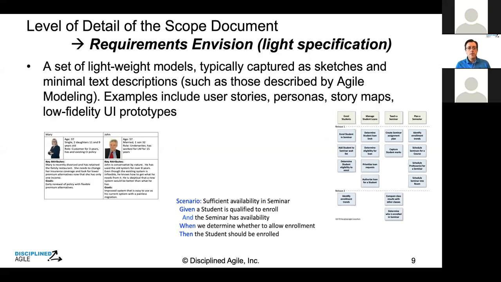So let's talk about requirements envisioning, a lightweight specification. What we're talking about here is a set of lightweight models, typically captured as sketches and minimal text descriptions. And, shout out to Scott's work in Agile modeling. If you want to Google that, Scott, long before DAD was even really created, has done a lot of work in the area of Agile modeling. So there's lots of good content over on that website. Some examples are stories, personas, story maps, and low fidelity prototypes.